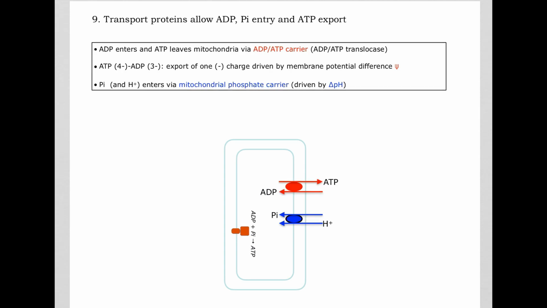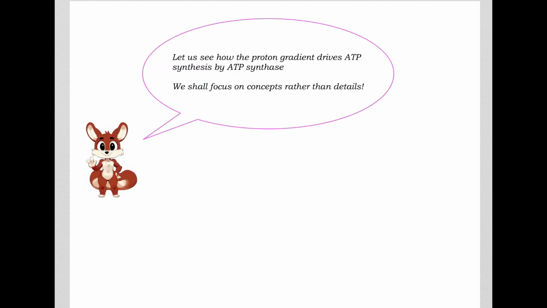Okay, so now this ATP synthase has everything it needs to make ATP. It has its ADP, it has its inorganic phosphate. So let's look at how it goes about making ATP. Let's see how ATP synthase uses the proton gradient to drive ATP synthesis. We shall focus on the concepts here rather than the details.